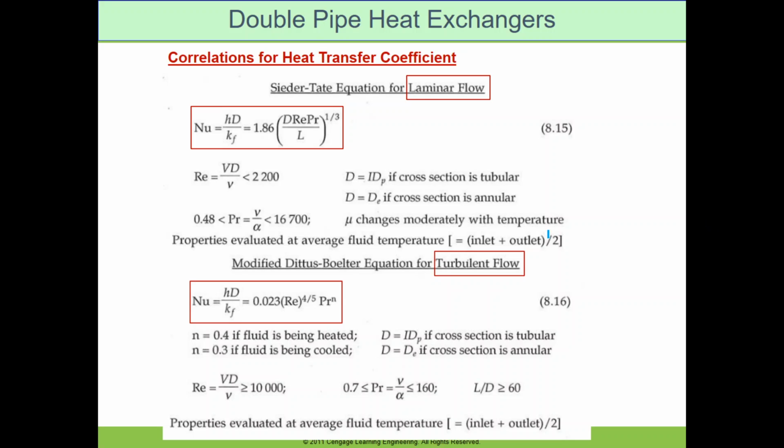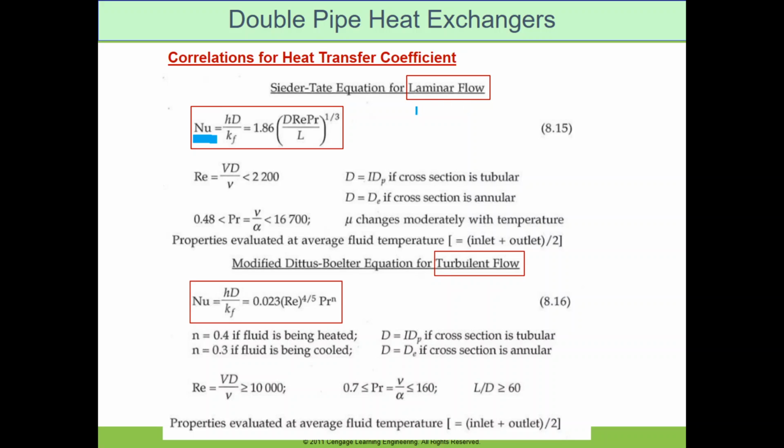Now we want to calculate the heat transfer coefficient for the inside heat transfer and for the outside heat transfer. The double pipe heat exchanger carries two fluids, one inside the pipe and one in the annulus part. Depending upon whether the flow is laminar or turbulent, we use the correlations to find the Nusselt number first, and then from the Nusselt number we find the heat transfer coefficient, because the Nusselt number and the heat transfer coefficient are related by this relation.